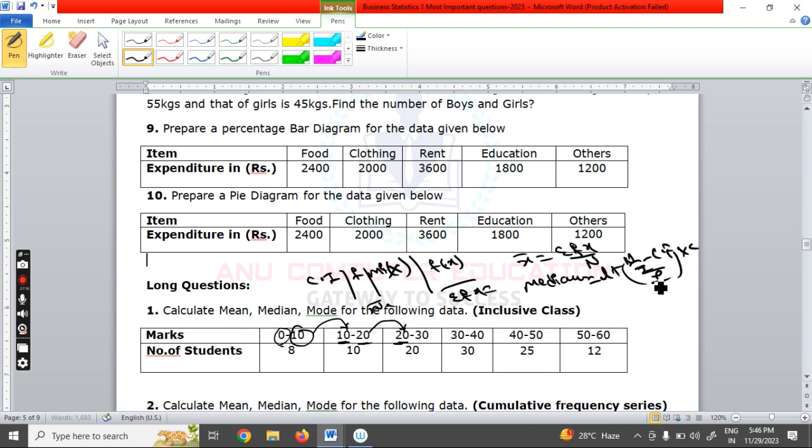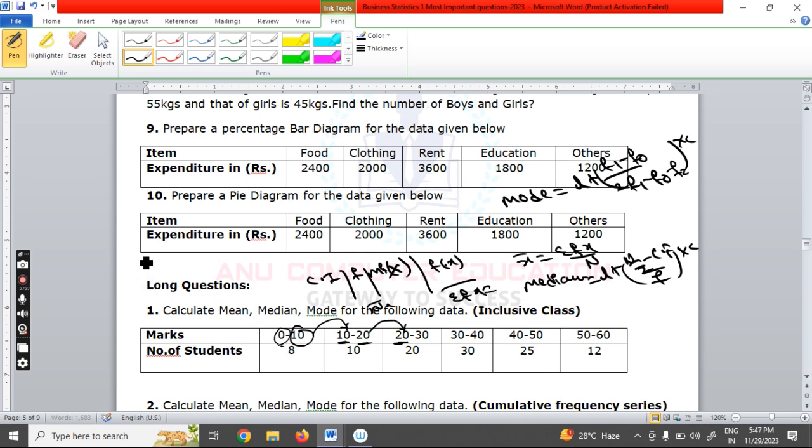This is a continuous series problem, so we have to use this formula. How to calculate mode? Mode is equal to L plus F1 minus F0 by 2F1 minus F0 minus F2 into C. So these are all the formulas. This is a direct question, and you will not get any problem.